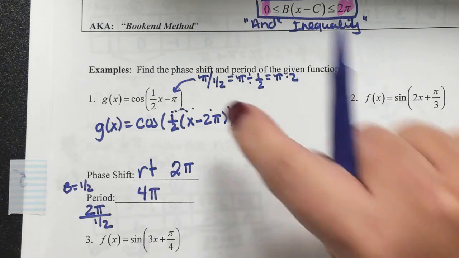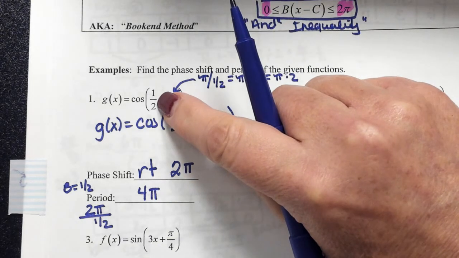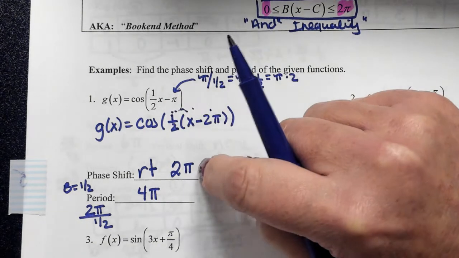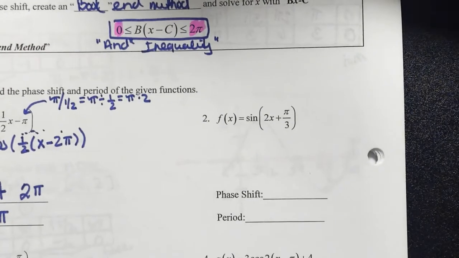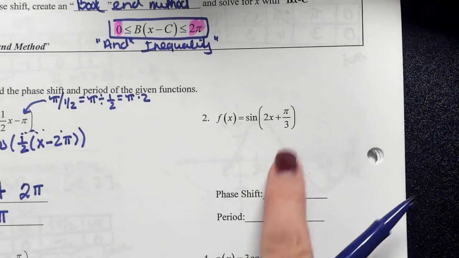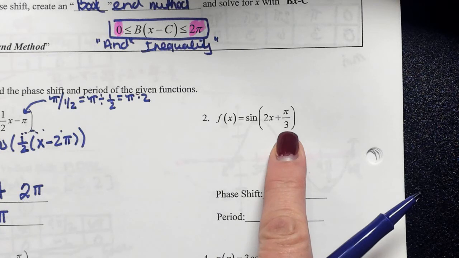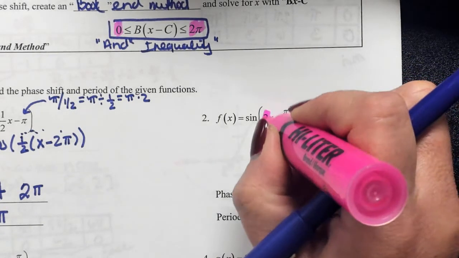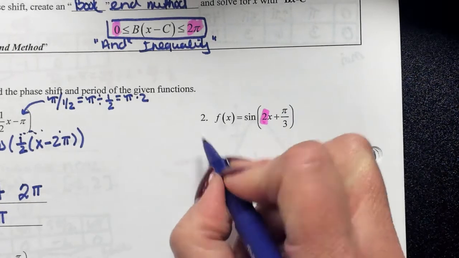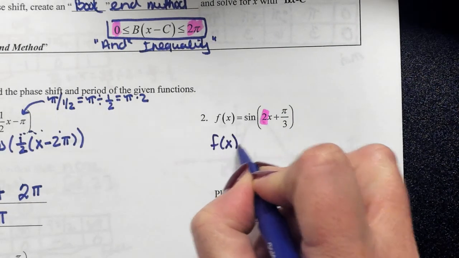So just remember, if that b value is not factored out, you have to factor it out to correctly identify the phase shift. We don't use the phrases shift left or shift right anymore. We use the phrase phase shift when we're shifting these trig functions around. Let's take a look at number 2. Is pi over 3 going to be my phase shift or my horizontal shift? No. Because what do I have in front of x? I have a 2. So before I do anything, I have to factor out the 2.